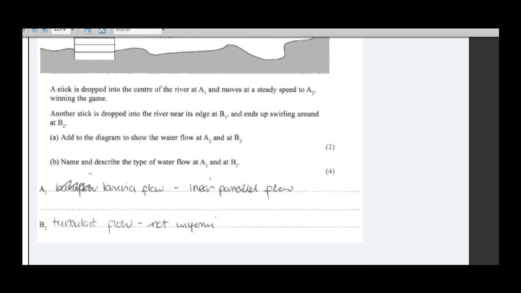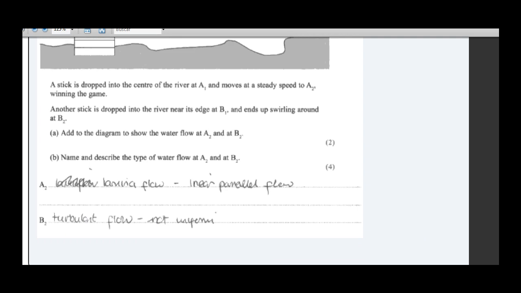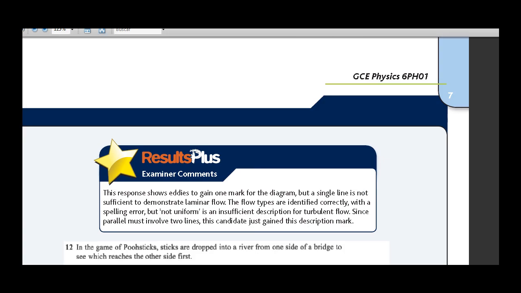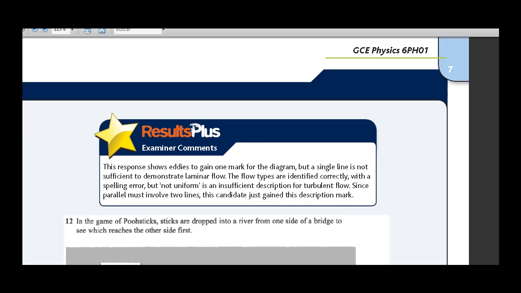Now let's see his description. He says laminar flow is linear parallel flow, and turbulent flow is not uniform. Okay. So the examiner says that this response shows eddies to gain 1 mark for the diagram, but a single line is not sufficient to demonstrate laminar flow, like we just said. So the examiner was generous with the eddies and the turbulent flow, but not with the laminar flow. Then he says the flow types are identified correctly with a spelling error, but not uniform is an insufficient description for turbulent flow, and I agree with that. Since parallel must involve 2 lines, this candidate just gained this description mark.